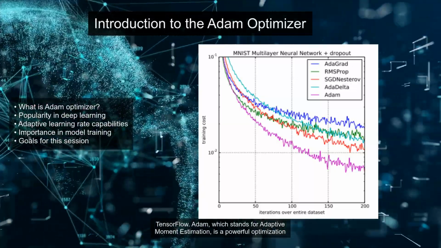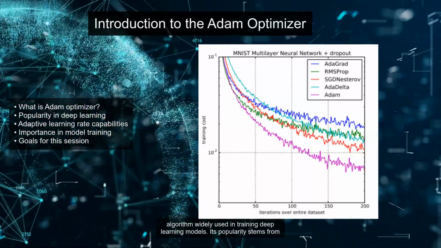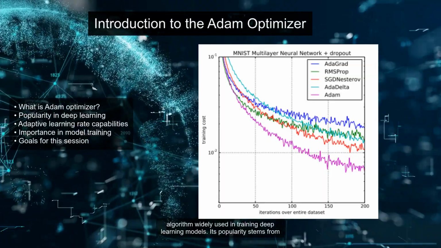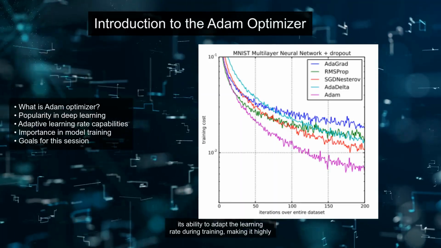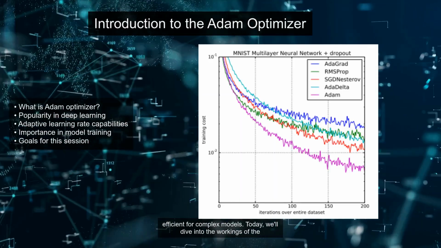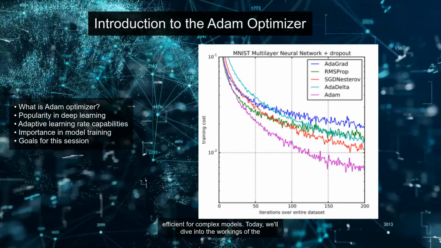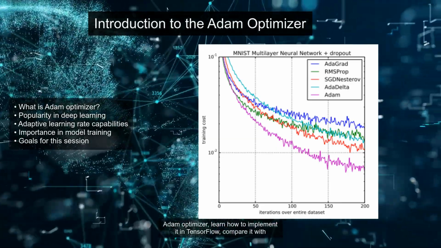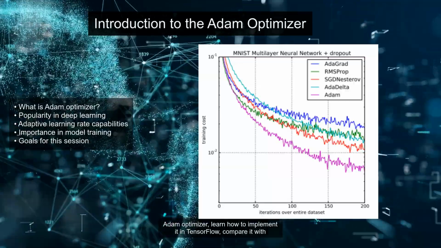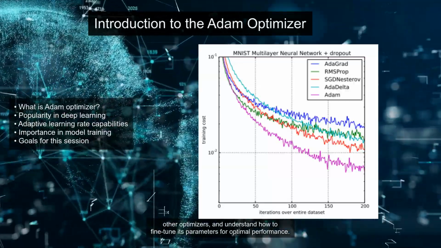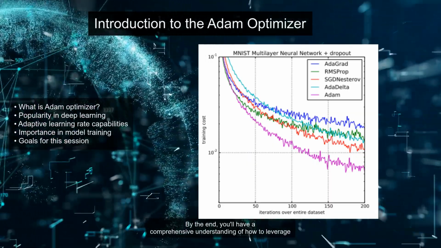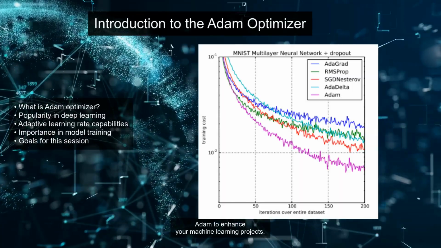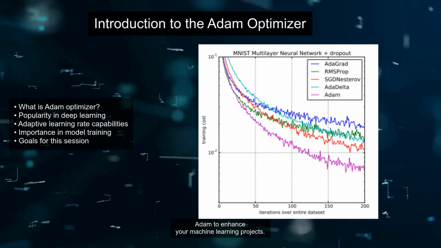ADAM, which stands for Adaptive Moment Estimation, is a powerful optimization algorithm widely used in training deep learning models. Its popularity stems from its ability to adapt the learning rate during training, making it highly efficient for complex models. Today, we'll dive into the workings of the Atom Optimizer, learn how to implement it in TensorFlow, compare it with other optimizers, and understand how to fine-tune its parameters for optimal performance. By the end, you'll have a comprehensive understanding of how to leverage ADAM to enhance your machine learning projects.